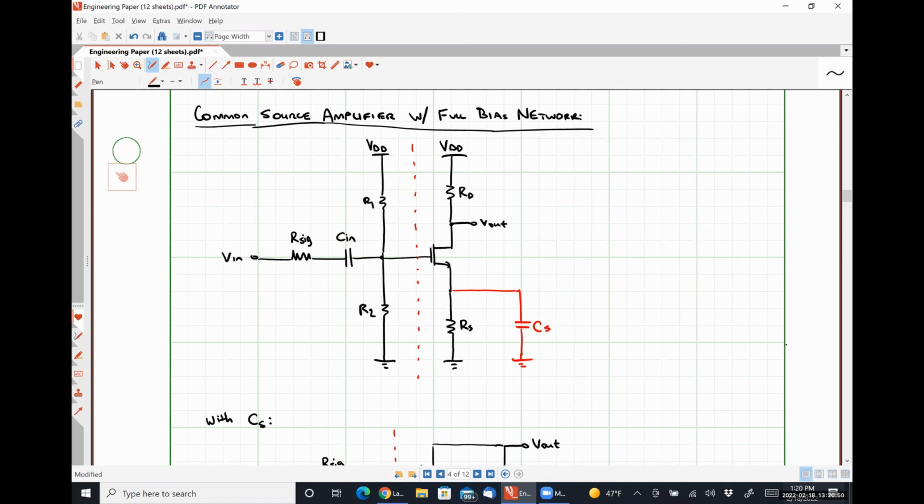Our output AC signal is going to be 10 millivolts, but that's going to be on top of whatever the DC value of VD is, with respect to ground. So if we had this biased in such a way that our output voltage right here was, let's say, 3 volts, it'll be a 3 volt constant term with a 10 millivolt ripple on top of it.